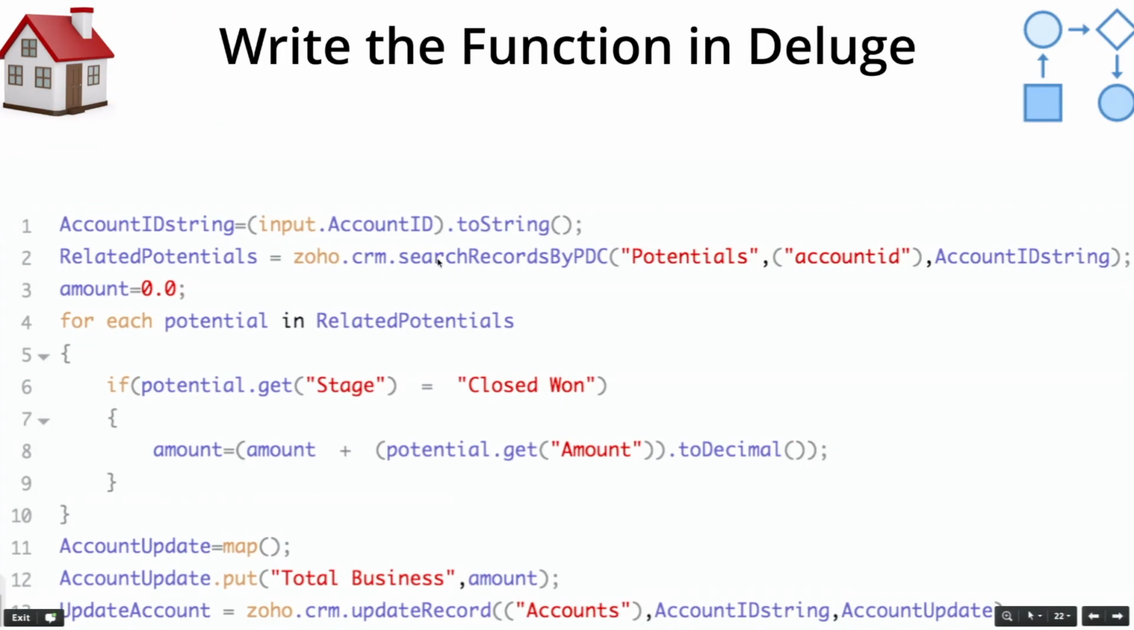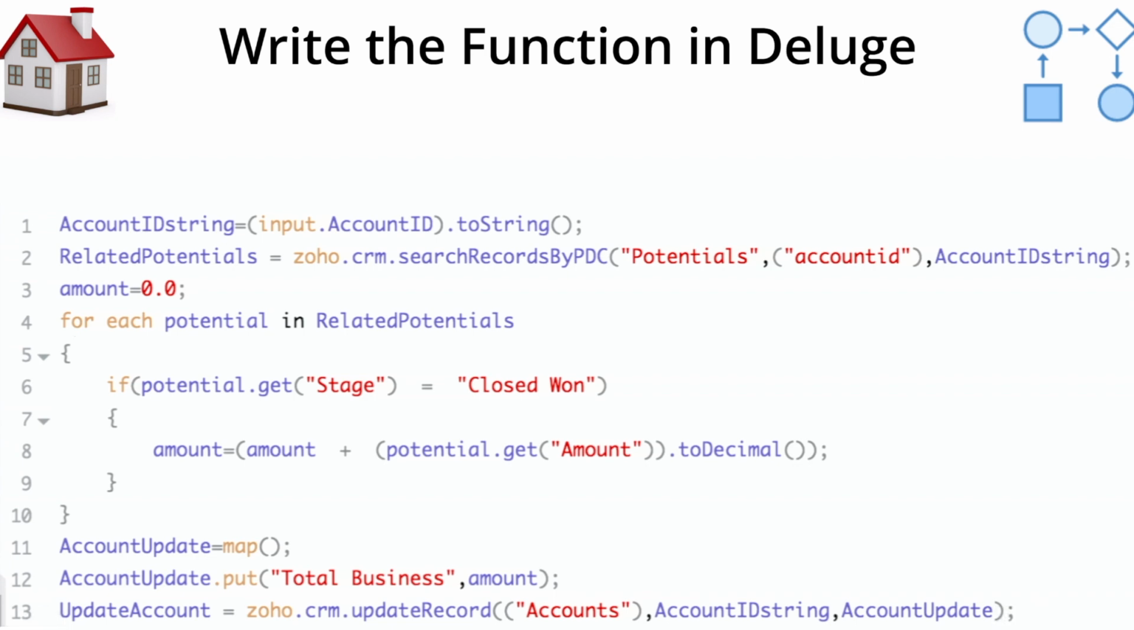Line number 2, we search the CRM for every potential that has a specific account ID and give me all of them, right? Everything is going to be stored in this little thing called related potentials. Then the next step is line number 4. For every single individual potential in this related list, if the potential stage is equal to closed won, then let's add the amount to itself.